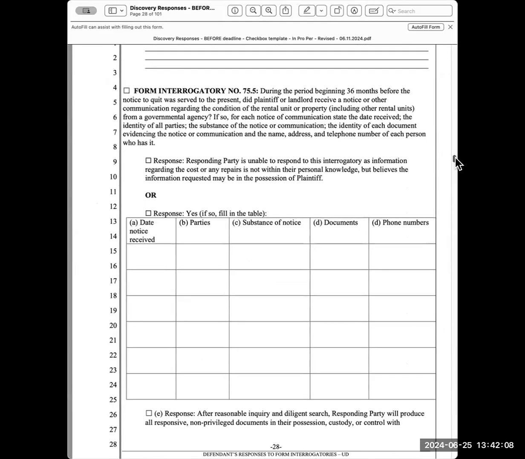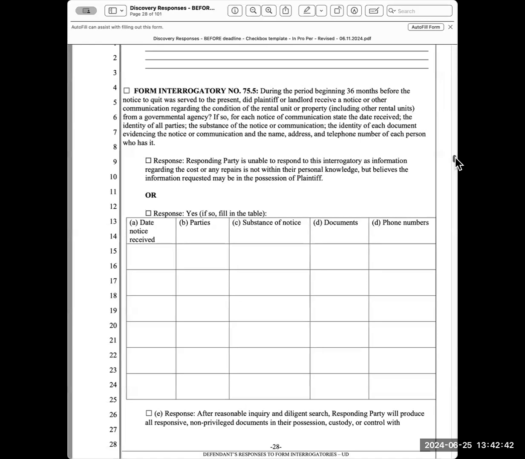Form Interrogatory 75.5. During the period beginning 36 months or 3 years before the notice to quit was served to the present, did the plaintiff or landlord receive a notice or other communication regarding the condition of the rental unit or property, including other rental units, from a governmental agency? If so, for each notice of communication, state the date received, the identity of all parties, the substance of the notice or communication, the identity of each document evidencing the notice or communication, and the name, address, and telephone number of each person who has it.